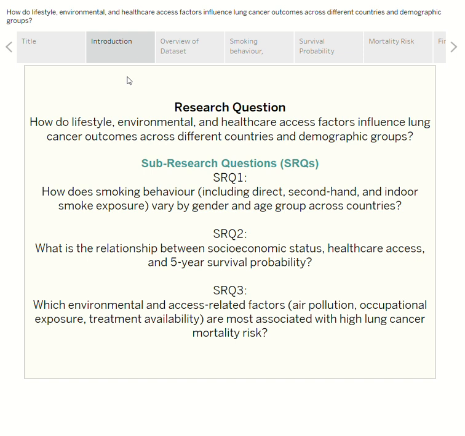There are three sub-research questions. First, how does smoking behavior, including direct, second-hand and indoor smoke exposure, vary by gender and age group across countries? Second, what is the relationship between socioeconomic status, healthcare access, and 5-year survival probability? Third, which environmental and access related factors, air pollution, occupational exposure, treatment availability, are most associated with high lung cancer mortality risk?